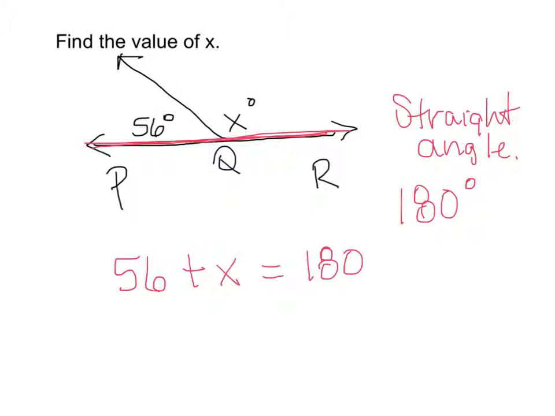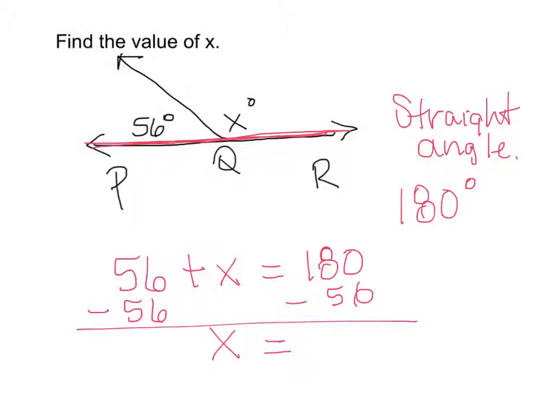This is a simple one-step equation. We subtract 56 from both sides, and we find the measure of the missing angle is 174 degrees. Ooh, that's not right. That should be a 2 right here. That should not be a 7. Sorry about that. It's 124 degrees.